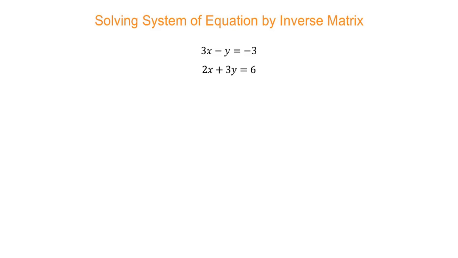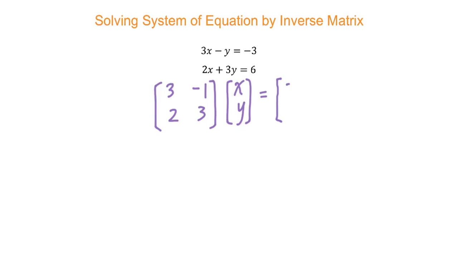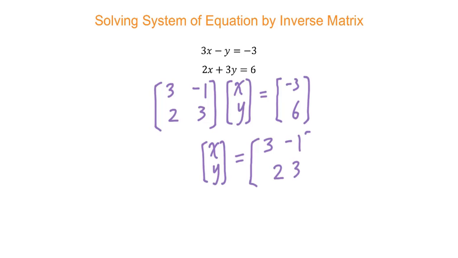Today's lesson is solving system of equations by inverse matrix. From this system of equations, we can write down the matrix form. That will be [3, -1; 2, 3] times [x; y] equals [-3; 6]. So for this [x; y], we can write it as equal to this matrix [3, -1; 2, 3] inverse times this [-3; 6].